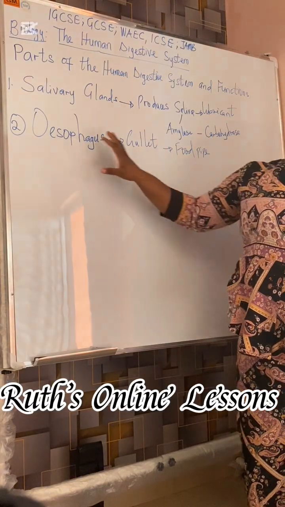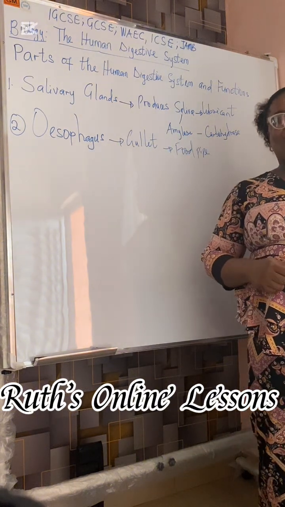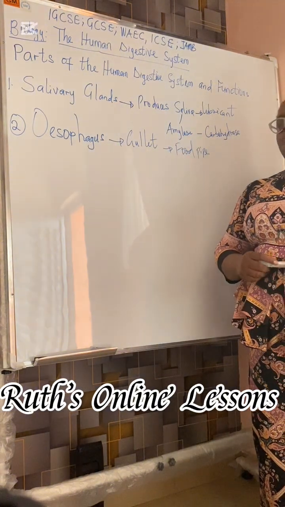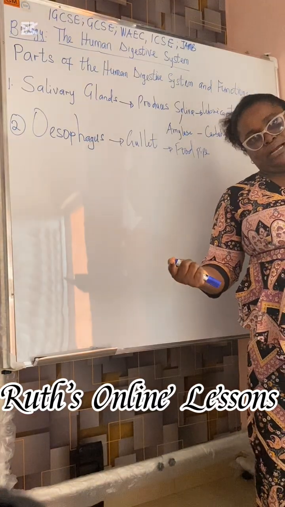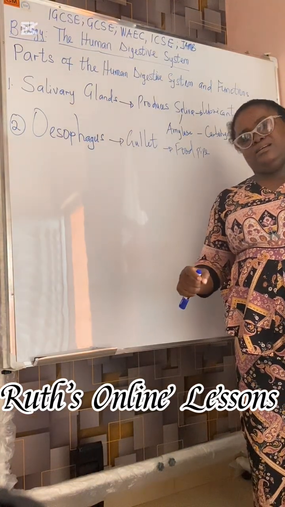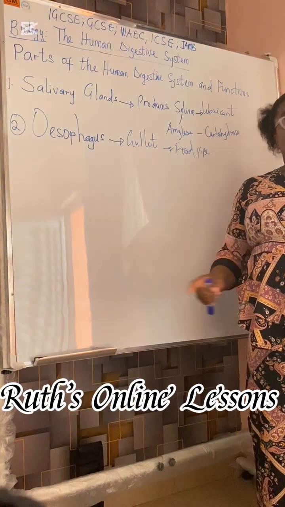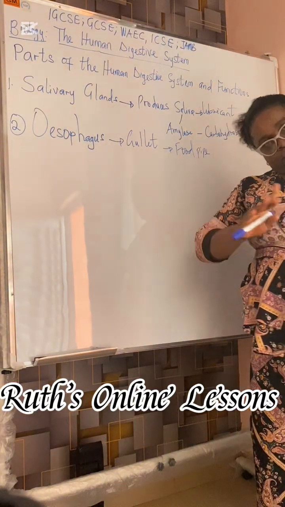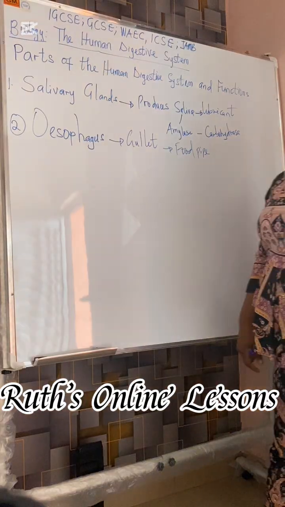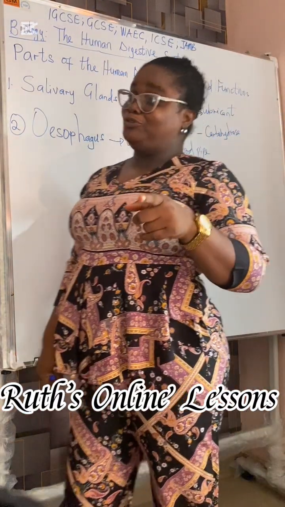Then the esophagus, which is also called gullet or food pipe descriptively, connects your mouth to your stomach. And it enables food to move from your mouth to your stomach. It is about 20 cm long. The only function of the esophagus is to move food from your mouth into your stomach. I'm going to spend more time here on the stomach. The stomach is the next part I want to talk about.